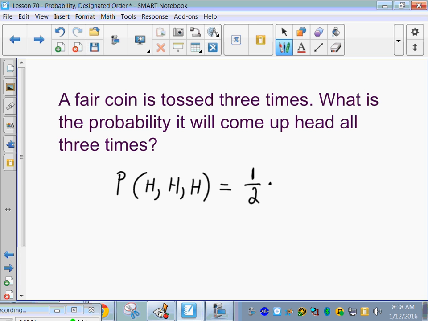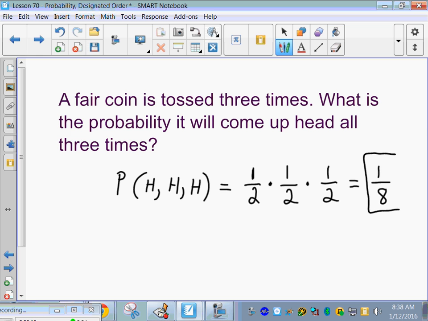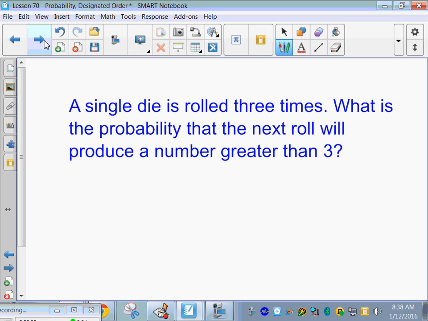It is 1/2. What's the chance of getting a heads on the second toss? It is 1/2. What's the chance of getting a heads on the third toss? It is 1/2. So that final answer is 1/8. Okay. So you have a 1 in 8 chance of getting a heads 3 times in a row. Okay, so think multiplication when you're doing a bunch of them at one time.